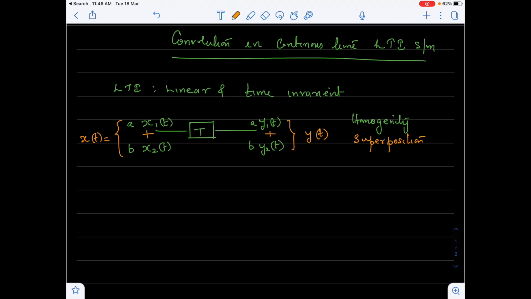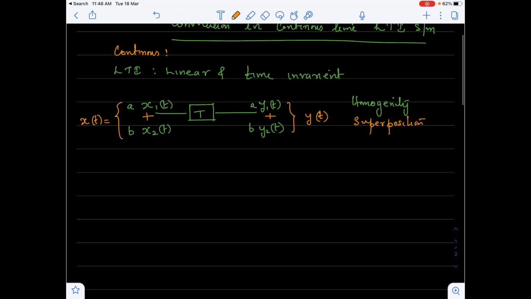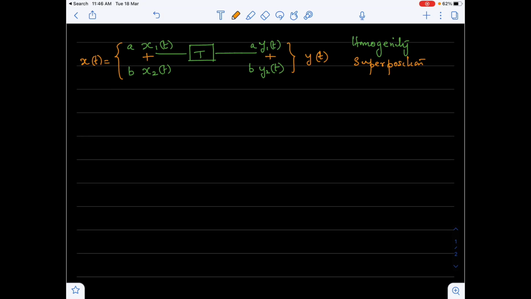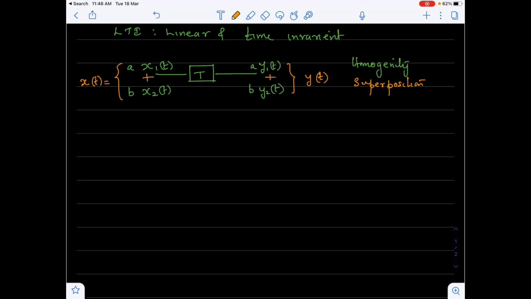And also our system is continuous. That means the system output is defined for all values of t, and it is not in discrete time. The system is continuous, and the signal that we are dealing with is also continuous. So before proceeding to the convolution, we have to show why we need convolution to find the output of a linear time invariant system.